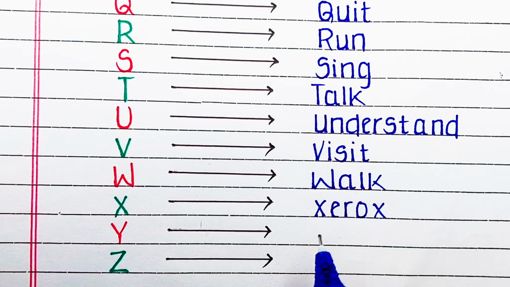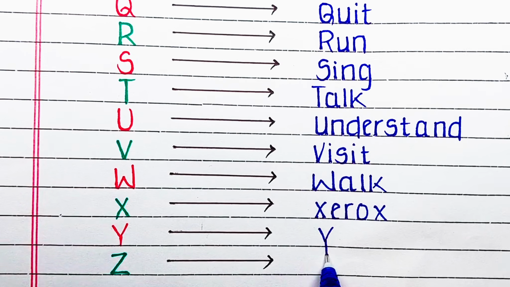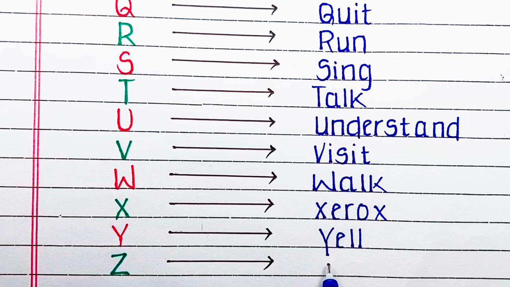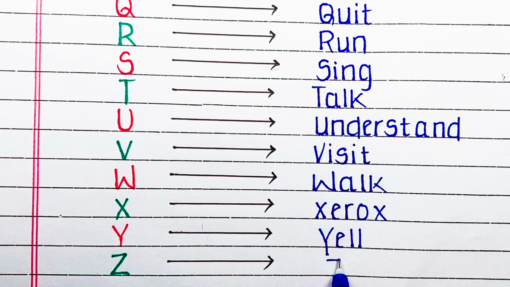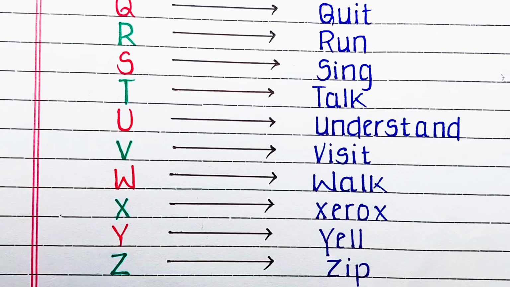Next is alphabet Y. The action word starting from alphabet Y is YELL, yell. Last one, alphabet Z. The action word or action verb starting with alphabet Z is ZIP, zip.